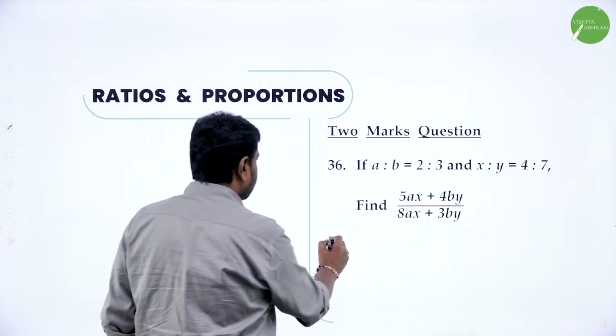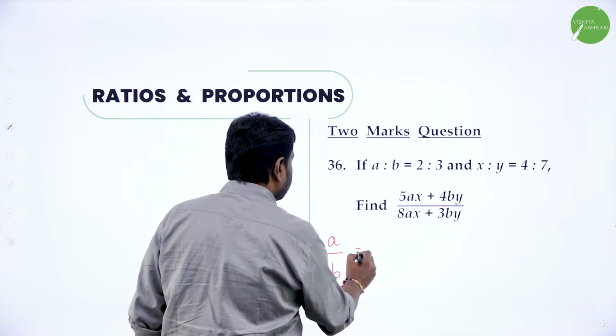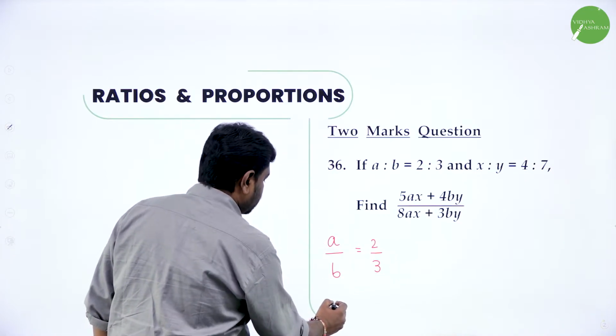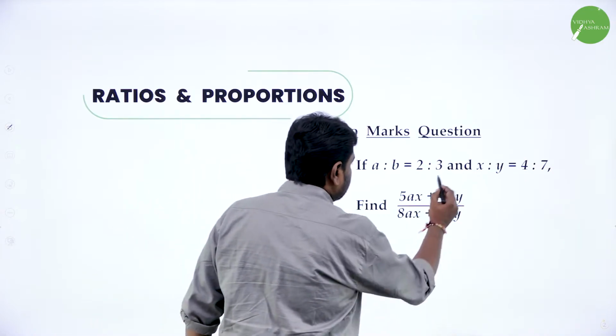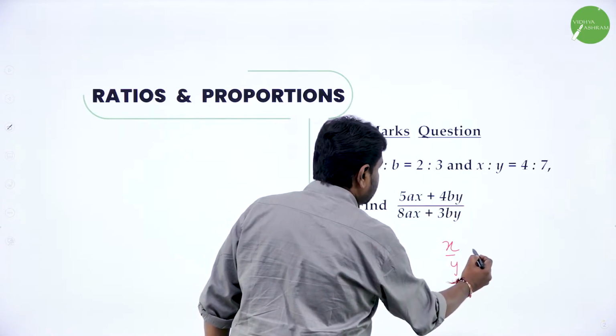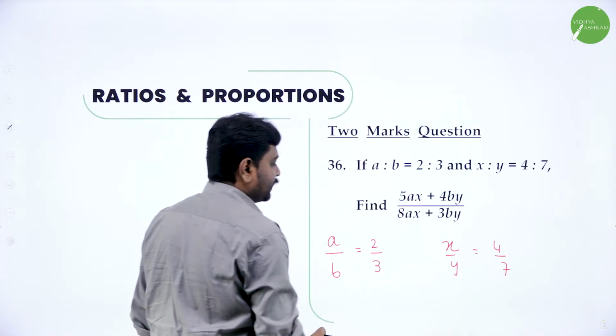So dear students, they gave a is to b. A is to b means I can take a by b. What is a by b? They gave 2 by 3. From this get the value of a. Similarly, they gave x is to y. X is to y means x by y. How much is given? 4 by 7. From this you can get the value of x.